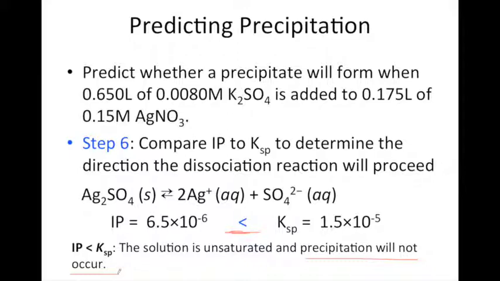So be sure you're familiar with these steps, understand why we do each step, and be sure you can solve problems similar to this. So practice some more of these from your text.